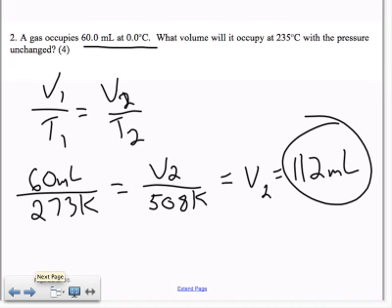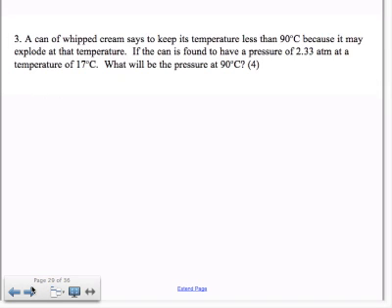And again, some common sense checks on this. The temperature goes up, the volume should go up. Okay, it didn't quite double in temperature and it didn't quite double in volume, so that makes sense.